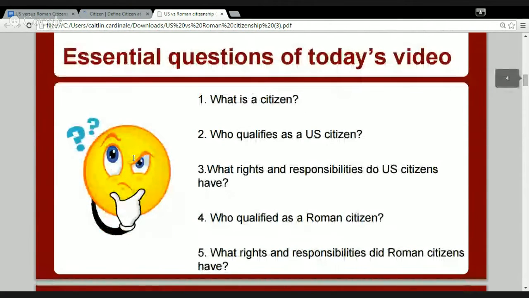Now let's take a look at our essential questions. Through this short video, we are going to find out what a citizen is, who qualifies in the United States as a citizen, what rights and responsibilities do U.S. citizens have. We'll also look at who qualified as a Roman citizen and what rights and responsibilities Roman citizens had. Most likely, you have a little bit of background knowledge on both topics. Being a U.S. citizen, you should have some idea of what it's all about. And from 6th grade, you should know a little bit about Roman citizenship. So we're going to compare the two today.